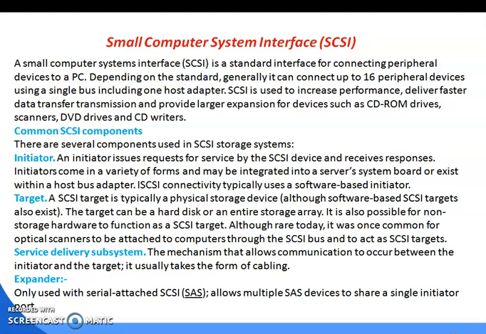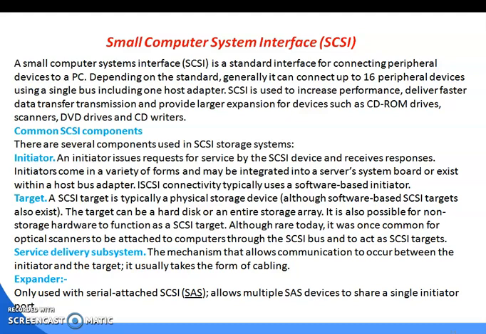Next, we come to the Small Computer System Interface, SCSI. A Small Computer System Interface is a standard interface for connecting peripheral devices to a PC. Depending on the peripherals, the surrounding devices, right? They are connected from the outside to the computer. Depending on the standard, generally it can connect up to 16 peripheral devices using a single bus including one host adapter. SCSI is used to increase performance, deliver faster data transmission, and provide larger expansion for devices such as CD-ROM devices, scanners, DVD drives, and CD drives.